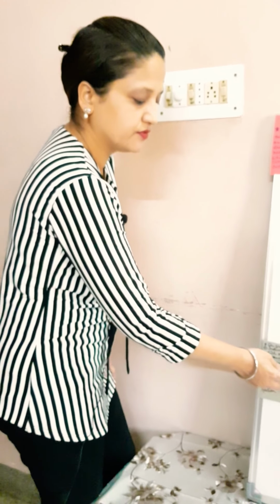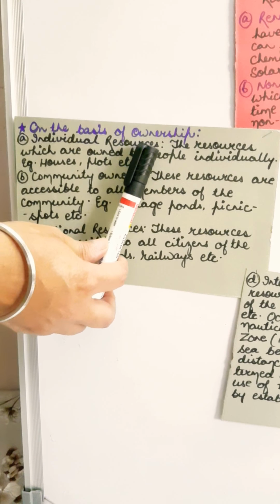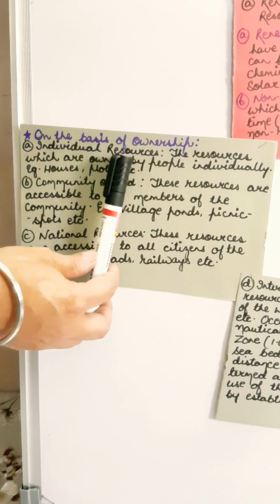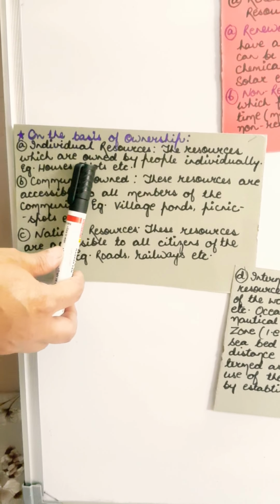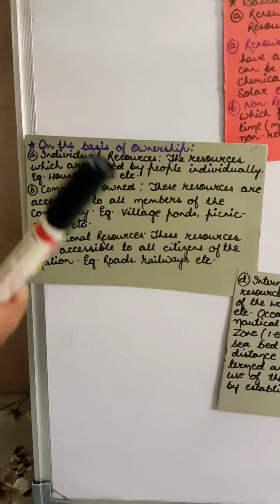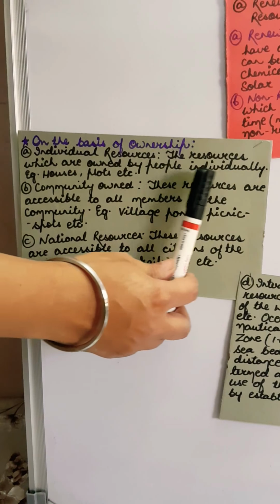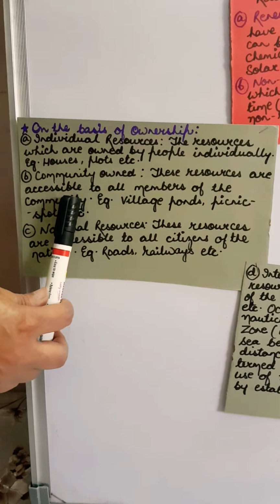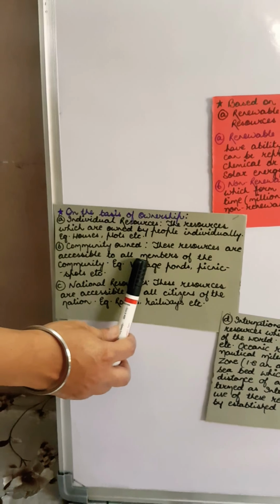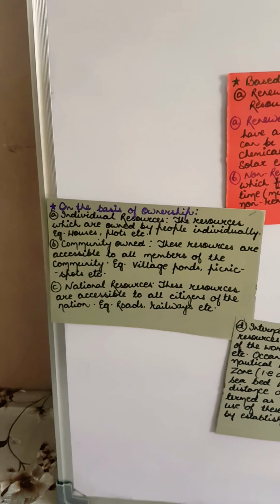On the basis of ownership, we have individual resources. The resources which are owned by people individually, example, houses, clothes, cars, scooters, bikes, etc. Community owned resources are accessible to all the members of the community. Example, village ponds, picnic spots, parks, etc.